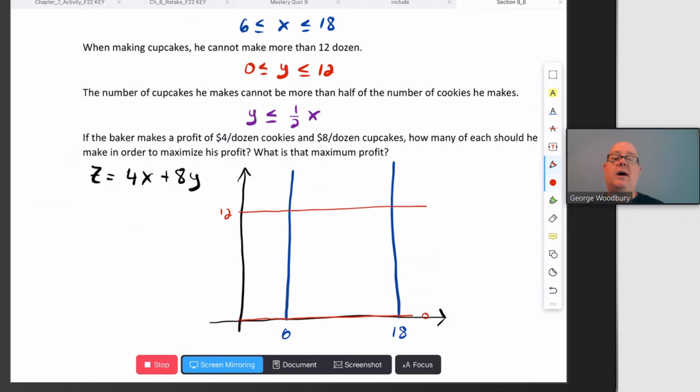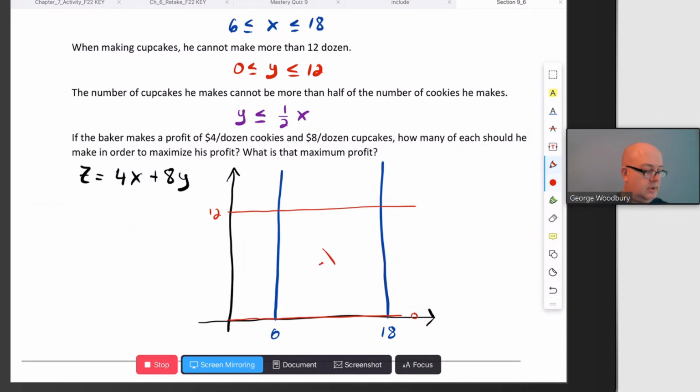And now we want to graph in purple, y is less than or equal to 1/2 x. So we're already inside of this box, and we want to see where that line crosses through that box. It may cross here and here, or it may cross here and here. And we've got to figure out where that happens.